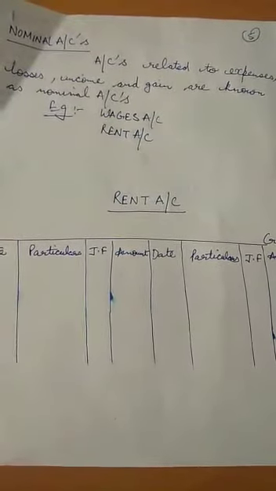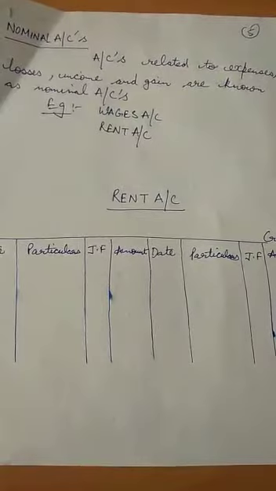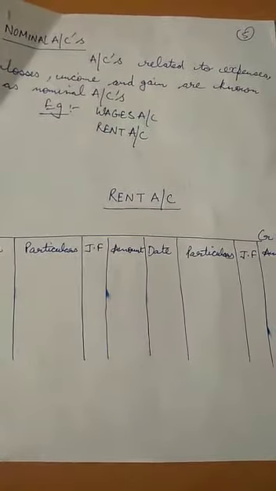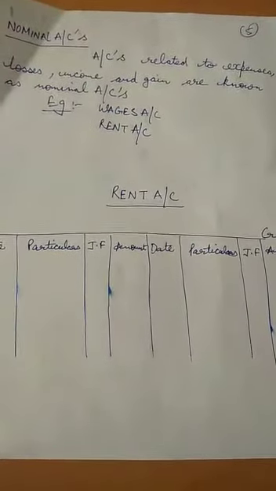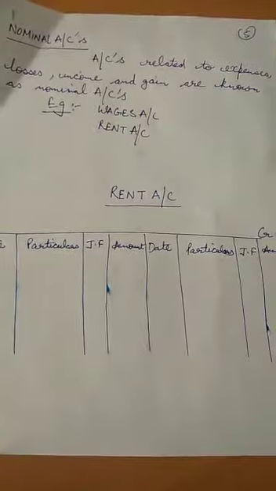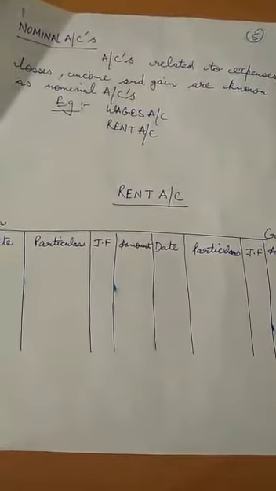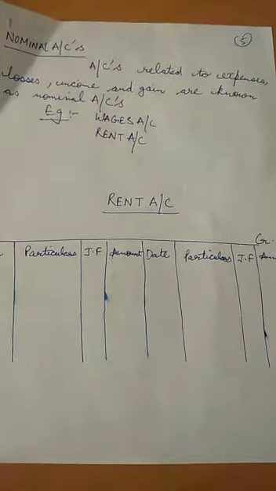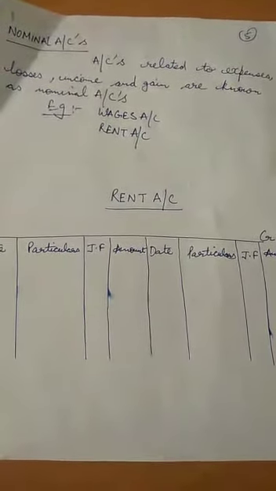When entries are made, children, on the debit side, we say that the account is debited. And when the entries are made on the credit side, we say that the account has been credited. So children, all the transactions which take place in the rent account during the accounting year will be recorded in this account.